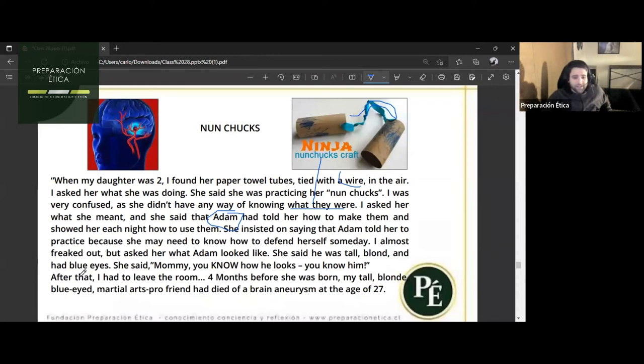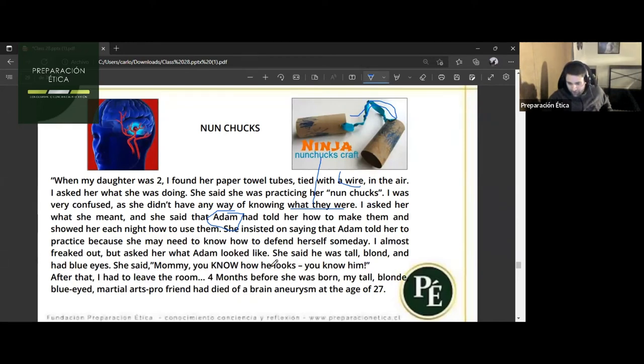I almost freaked out. Freaked out quiere decir enloquecer. Pero le pregunté cómo se veía Adam. Y ella dijo, Adam era alto, blonde, y tenía ojos azules. Dijo, Mommy, you know how he looks. Sabes cómo se ve, tú lo conoces. After that, I had to leave the room.